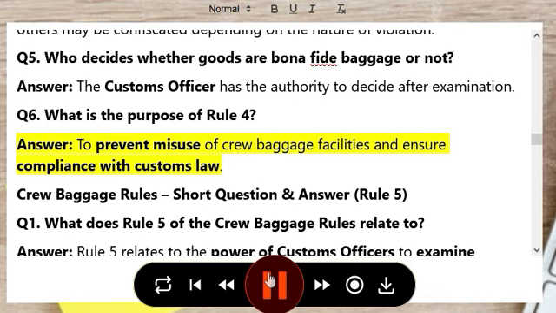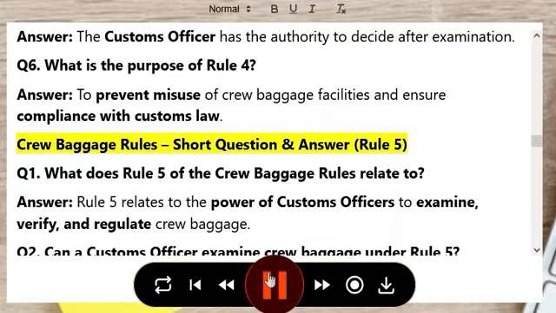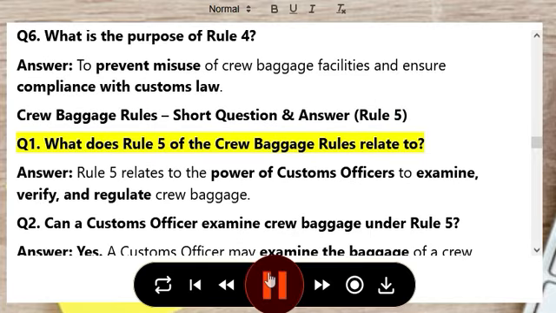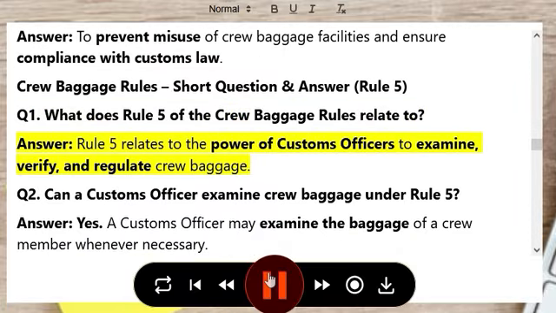To prevent misuse of crew baggage facilities and ensure compliance with customs law. Crew baggage rules, short question answer. Rule 5. Q1. What does Rule 5 of the crew baggage rules relate to? Answer. Rule 5 relates to the power of customs officers to examine, verify, and regulate crew baggage.